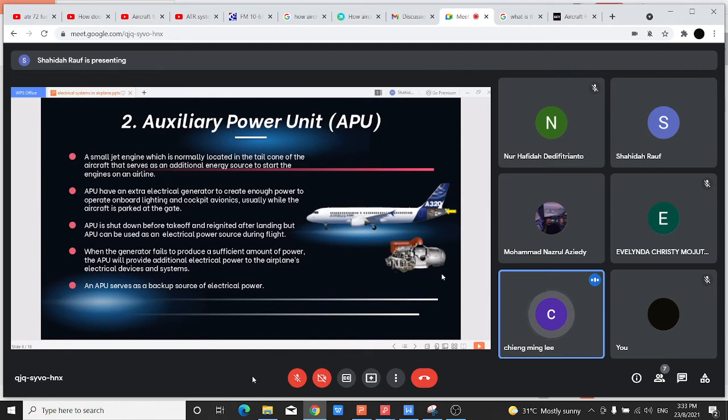Here we are talking about electrical failure, not engine failure. If your DC fails, that means you have your transformer to change AC to DC. That's when the transformer comes in, or your static inverter comes in if you have AC failure, meaning your AC bus failure.